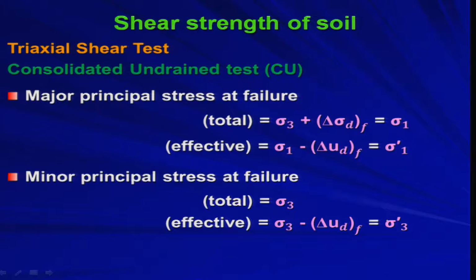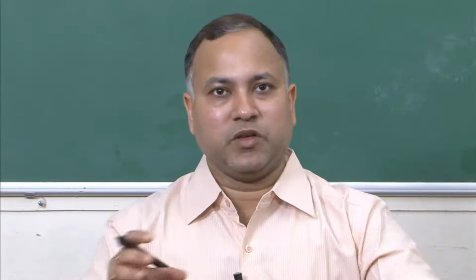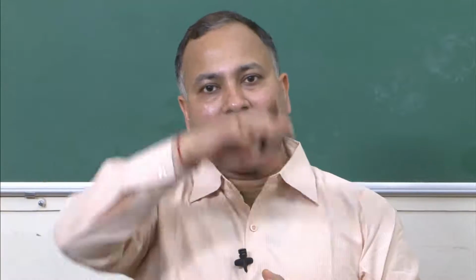Now, in case of consolidated undrained test, the major principal stress at failure. So, if I talk about total, the total major principal stress at failure, that means the total stress is sigma 3 plus delta sigma d f, right. So, delta sigma d f is nothing but the deviatoric stress at failure. So, sigma 3 will always be there, because when you are applying the cell pressure, that is all round cell pressure, right.